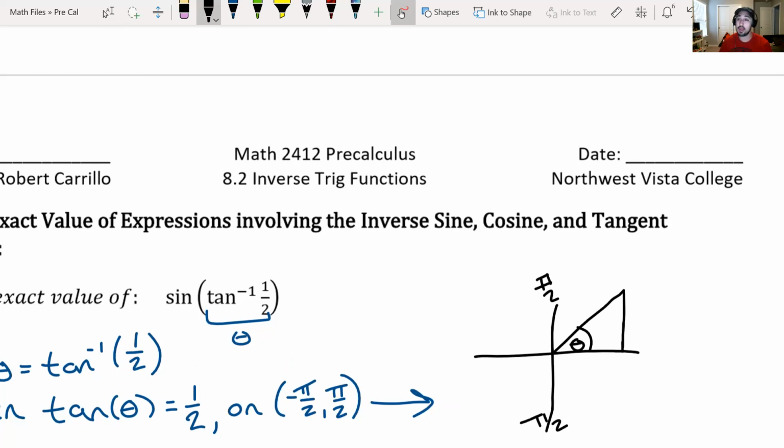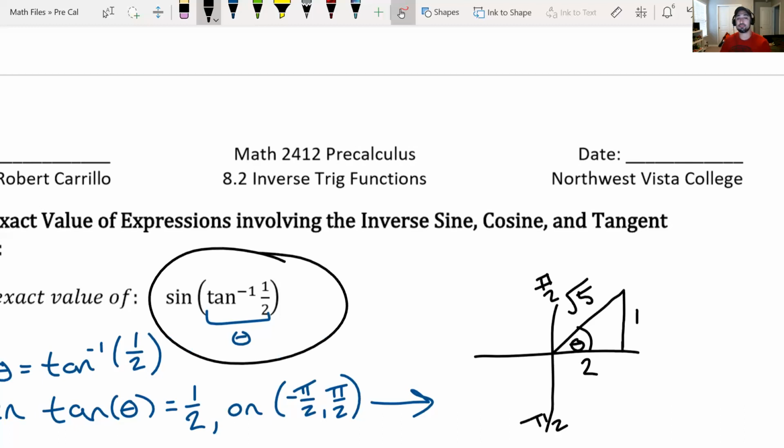And if tangent is 1/2, remember tangent is opposite over adjacent. So the height will be 1, the base will be 2, and by the Pythagorean theorem, the hypotenuse should be the square root of 5. Okay. So now we have our right triangle within the restrictions of the inverse tangent function. And we did make a small substitution in the beginning, so we're going to go back to that substitution.